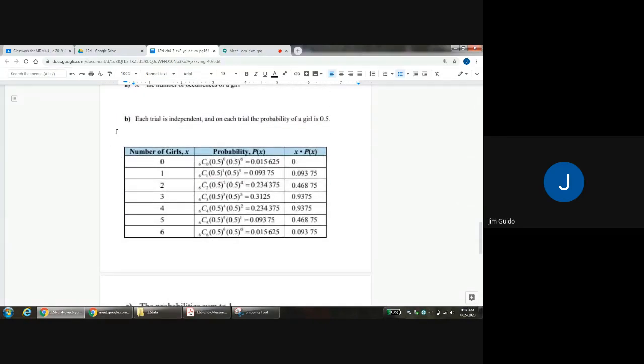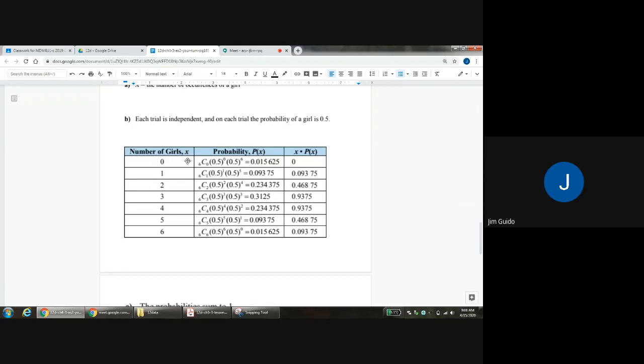Part B, complete the probability distribution table for the number of girls in a family of 6 children. So, discrete random variable X is the number of girls, variable X. If it's a 6-child family, there could be as few as 0 girls and as many as 6 girls.